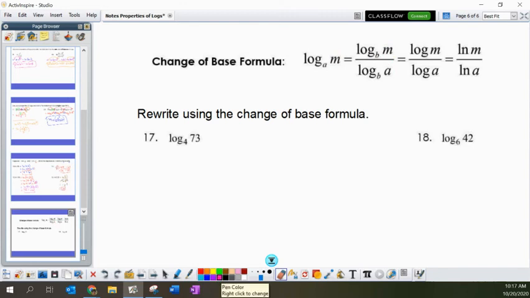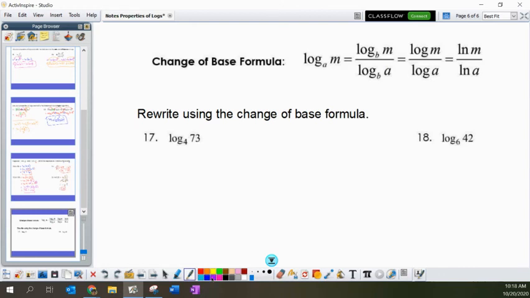And what I think of is, my base, which is down low, is what goes down low. They're both going to be with a new base, and what you were taking the log of stays in the numerator, and the old base goes down in the denominator. That's kind of how I think of it, or how I remember it. Whatever works for you, let's try using it.